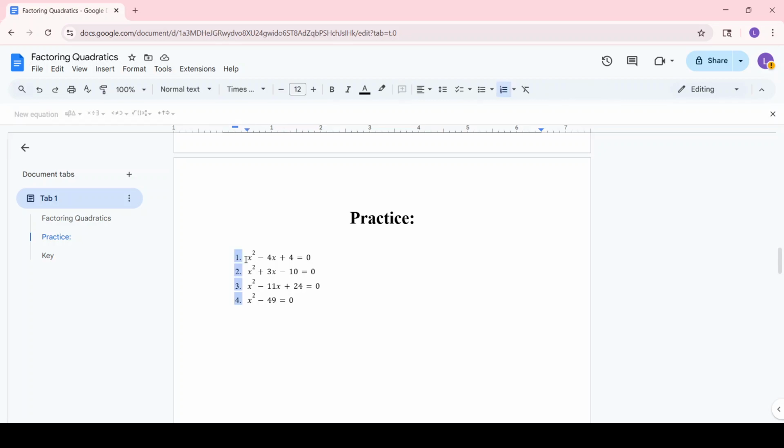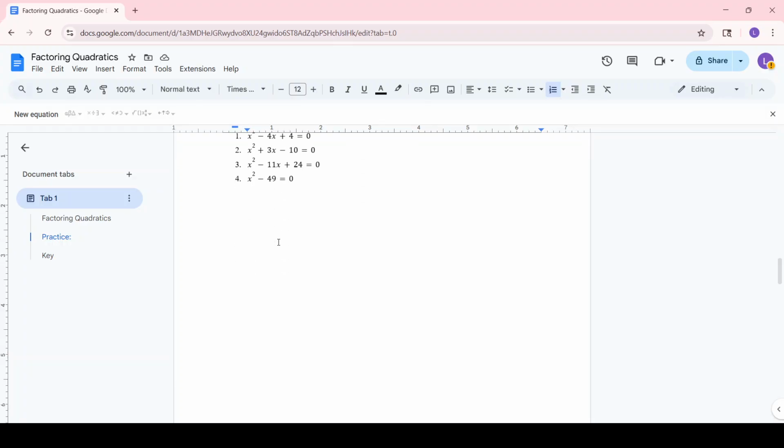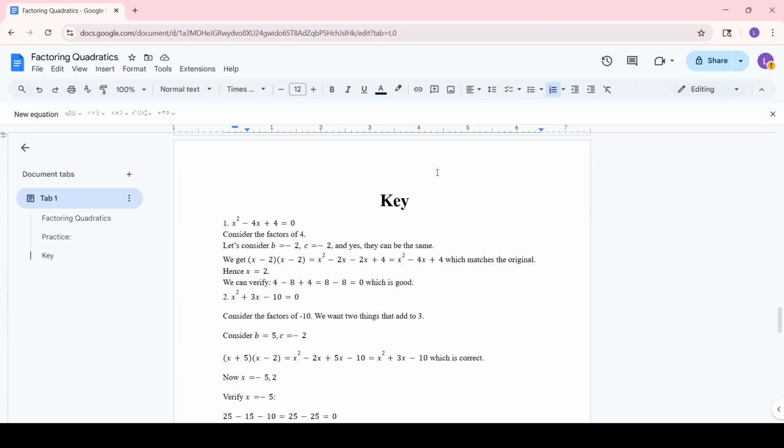So here are 4 practice problems, and I encourage you to pause the video and try your best to solve these problems for x on your own, and then we're going to go over them in our key below. 5, 4, 3, 2, 1, done. Okay, let's go over our key.